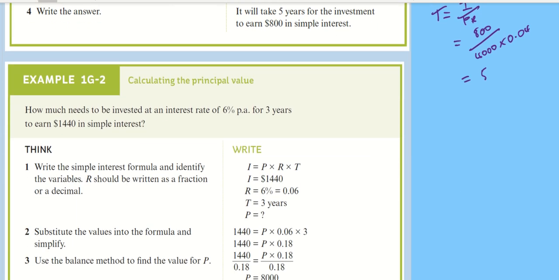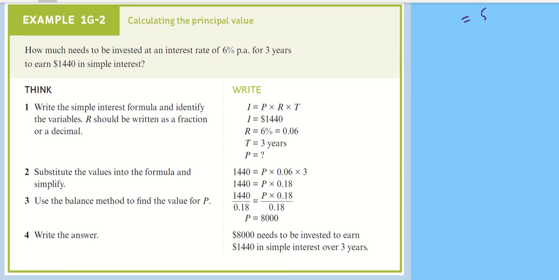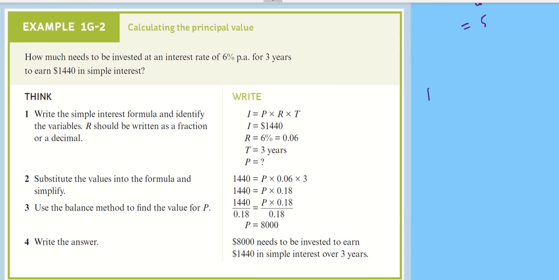Let's have a look at another example. And this one is calculating another value. So let's have a look. I equals, P equals, R equals and T equals. So let's highlight what we know. We've got how much needs to be invested at an interest rate of 6% per annum for 3 years to earn $1,440 simple interest. So, have I been given an interest? I have indeed.